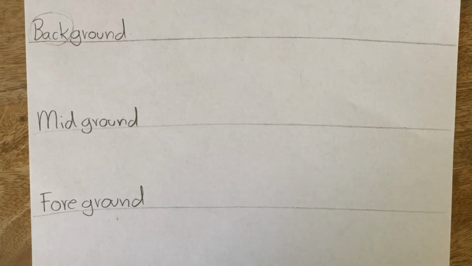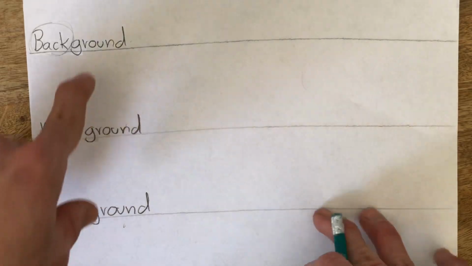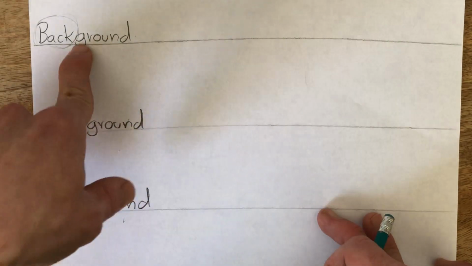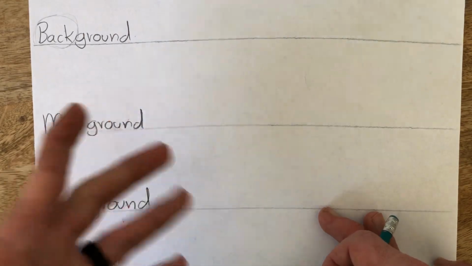If you ever watch a play, the props or the paintings or the objects behind the actors are the background. Midground means things that are in the middle. They're not at the front, but they're not at the back. They're right in the middle. So middle, middle. Pretty easy, right?